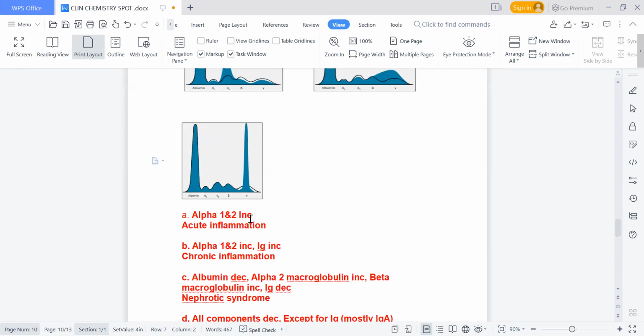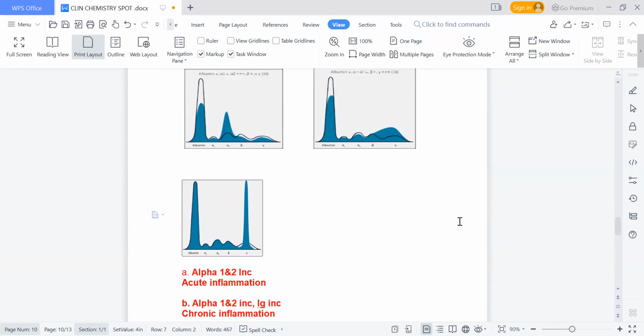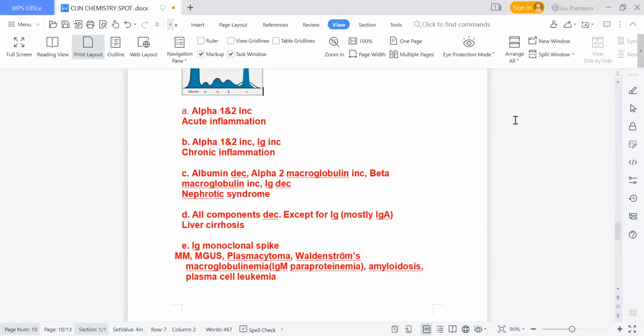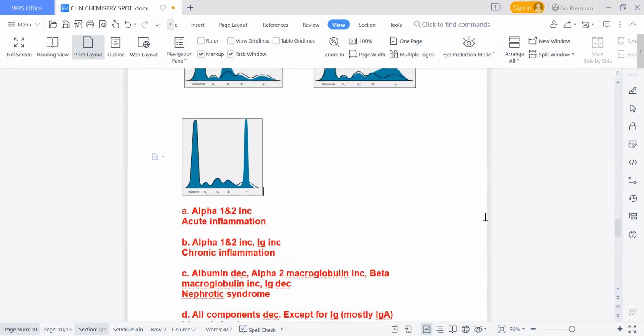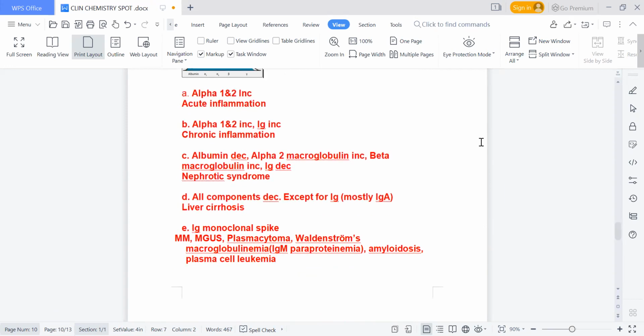And finally, this fifth picture here, it's very obvious that there's a spike in the immunoglobulins, and it's very different from this fourth one where it's like a steep rise as compared to this last one where there's a monoclonal spike. So that can be a pointer of multiple myeloma, monoclonal gammopathy of undetermined significance, plasmacytoma, Waldenstrom's macroglobulinemia, amyloidosis, and plasma cell leukemia.